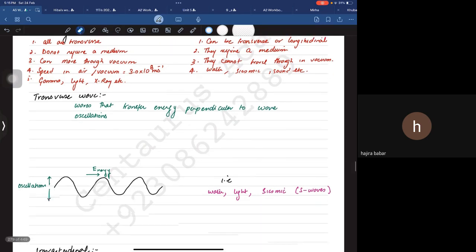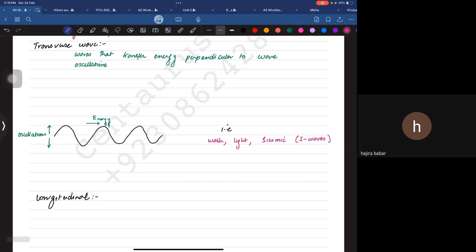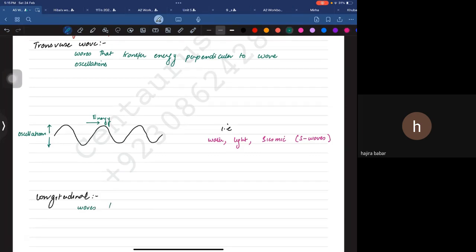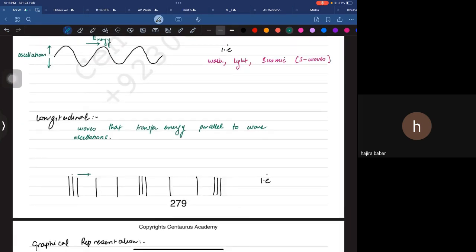All right. Then you have longitudinal waves. For longitudinal waves, you got to remember these are waves that transfer energy parallel to wave oscillations. Now, for these, you got to remember the oscillations are back and forth, and energy is also being transferred parallel to it. Some of the examples: sound, slinky spring, and seismic P waves. P waves means the primary component of it. Seismic means the earthquake ones. So if you don't know, that's what they are.